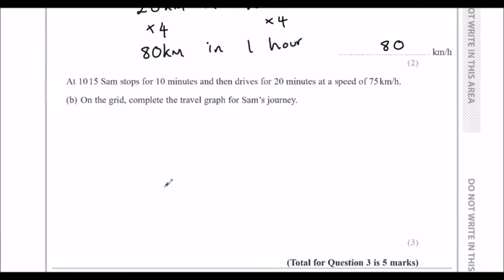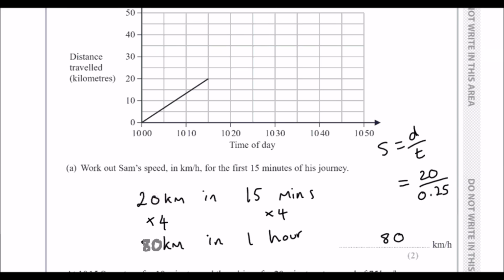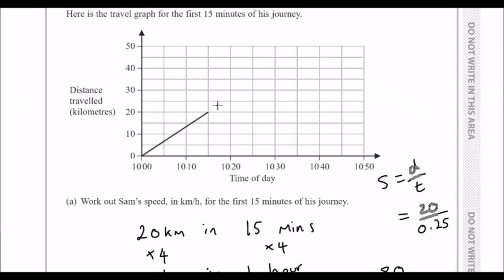At 10:15, Sam stops for 10 minutes and then drives for 20 minutes at a speed of 75 kilometres per hour. On the grid, complete the travel graph. So he's going to stop for 10 minutes. Let's draw that on. So 5 minutes, 10 minutes.